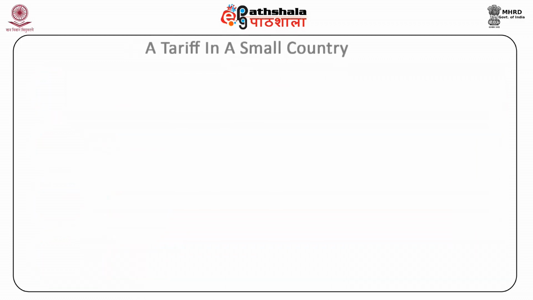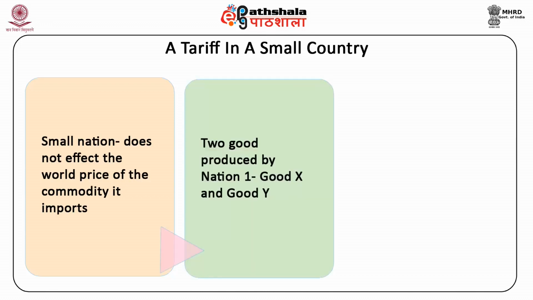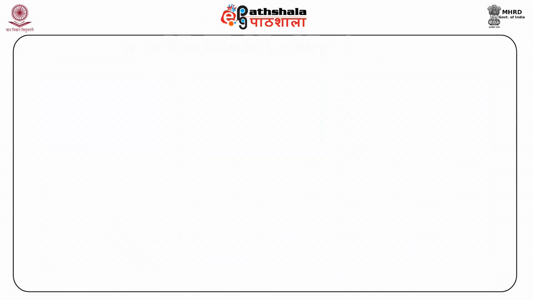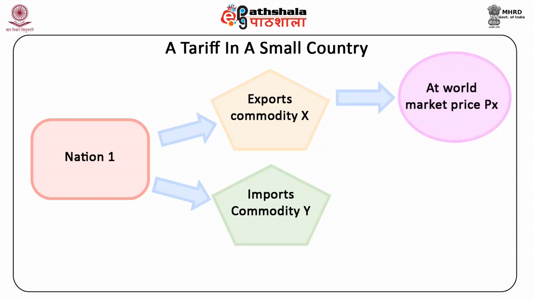Now we will understand the effects of an import tariff on the nation imposing the tariff. A small nation is here defined as one that does not affect the world price of the commodity that it imports. That is, a small nation can import all it wants at the given world price of the commodity. Imagine that nation 1 produces and consumes two goods, good X and good Y. Nation 1 is small and so it is unable to affect the terms of trade. We assume here that nation 1 exports commodity X and imports commodity Y. So the country sells its commodity X to the world market at a given world price Px and buys commodity Y at the price Py.